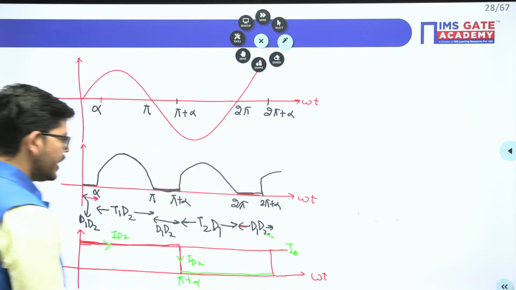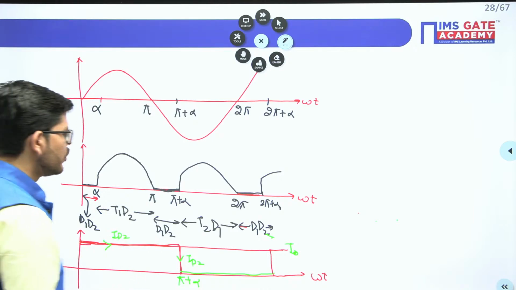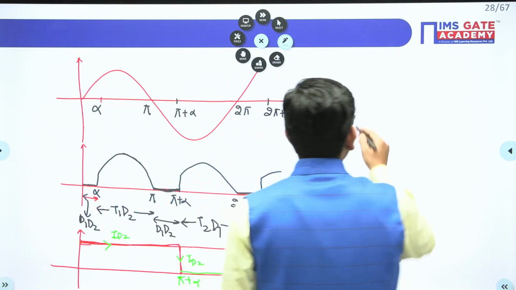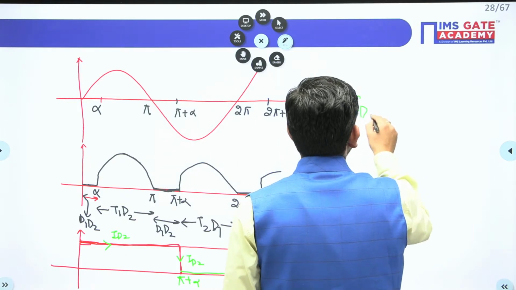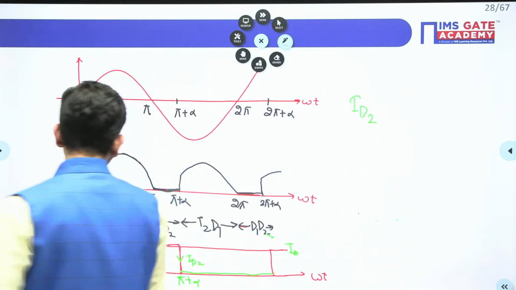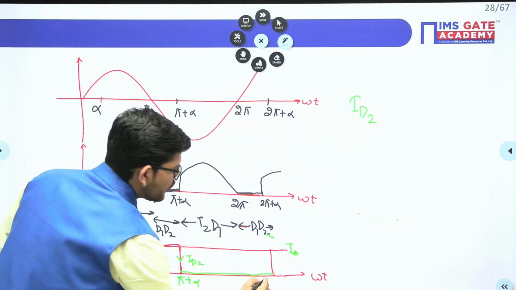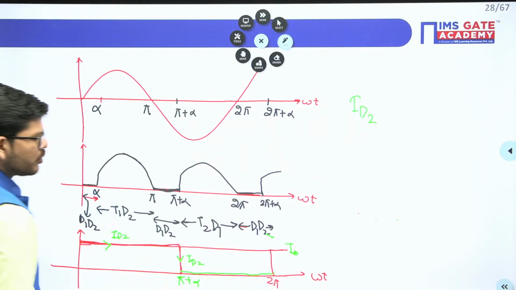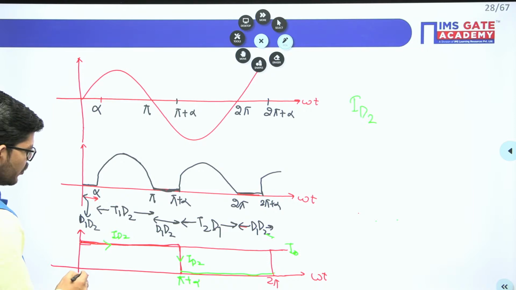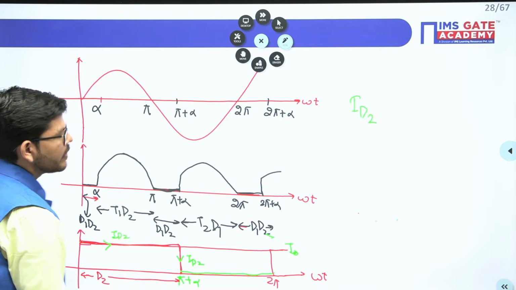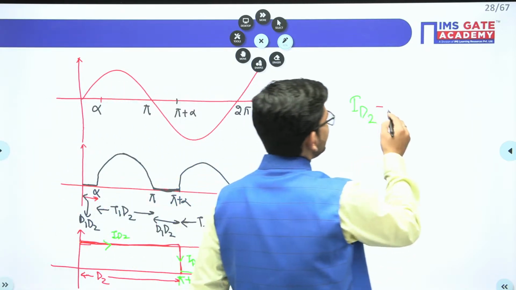So this will be the waveform of ID2. From here you can see, if we calculate the average value of the ID2 current, the total time period is 2 pi, guys. Out of this 2 pi time period, D2 is conducting specifically from omega t equals 0 to pi plus alpha. So what will be the ID2 current?